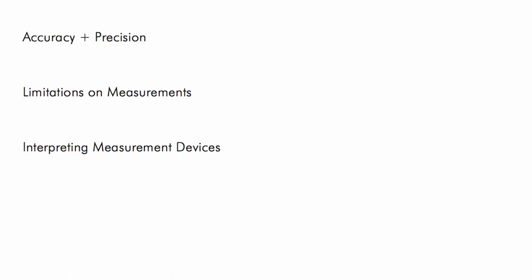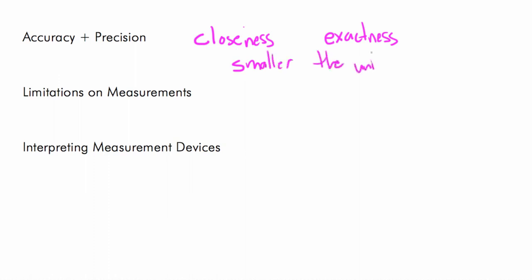Okay, now it's time to build some skills. Accuracy and precision, we know, have to do with closeness. You can write this down. Or exactness. The smaller the unit, this will make sense soon, the more accurate. So an inch is more accurate than a foot, and a foot is more accurate than a yard. A centimeter is more accurate than an inch because it is smaller.